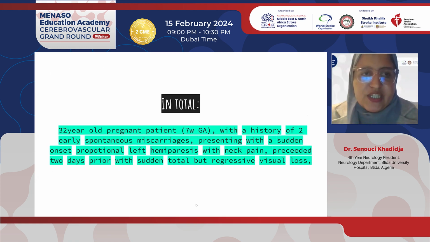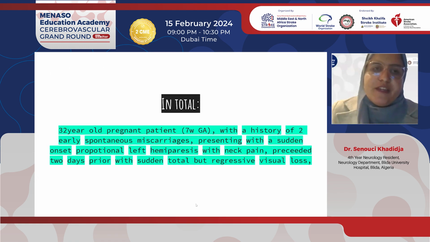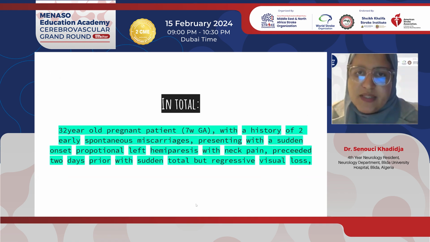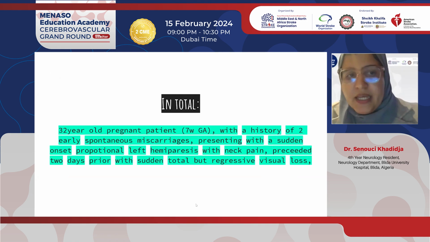So in total, it's the case of a 32-year-old pregnant patient at 7 weeks of gestational age with a history of 2 early spontaneous miscarriages, who presented with a sudden onset proportional left hemiparesis with neck pain, preceded 2 days prior by sudden, total, but regressive visual loss.